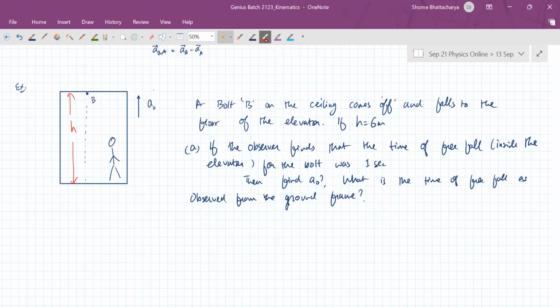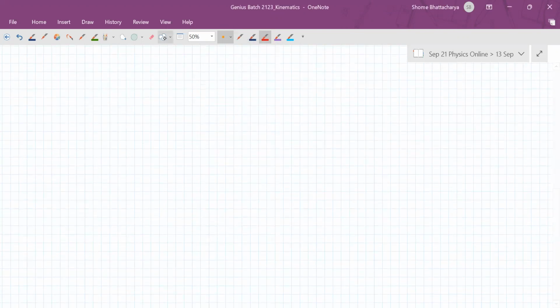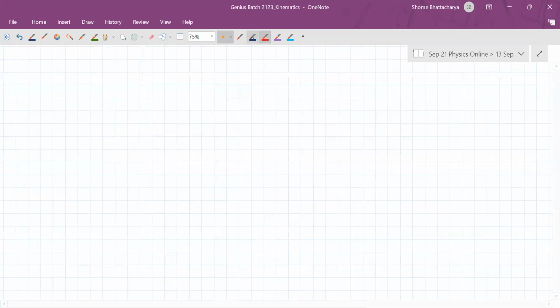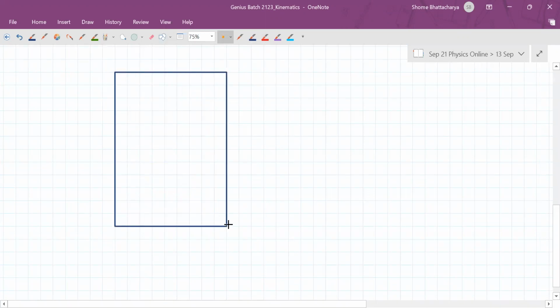Very good. Okay, so let's solve this question by using relative motion concept first. Then we can also solve it by using what's happening in the ground frame. But the easiest and most natural way of solving this would be for the observer inside the elevator. In his frame, what is happening?